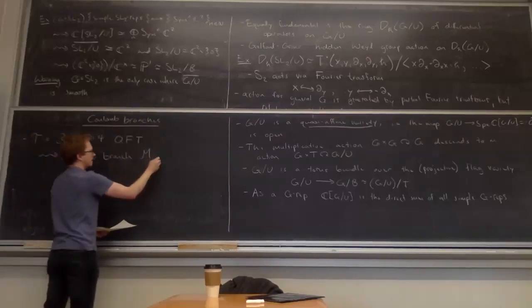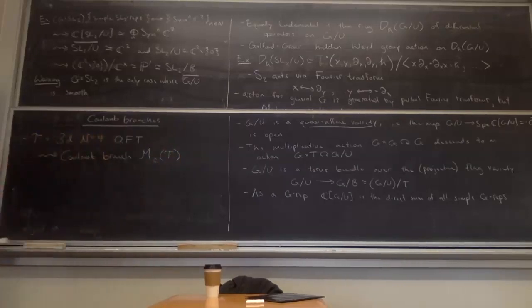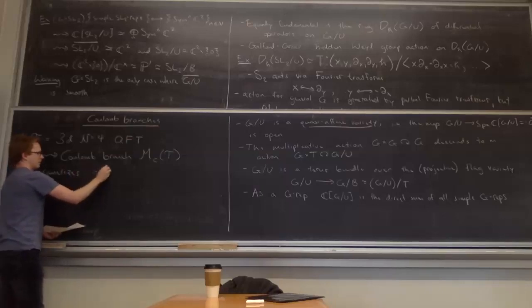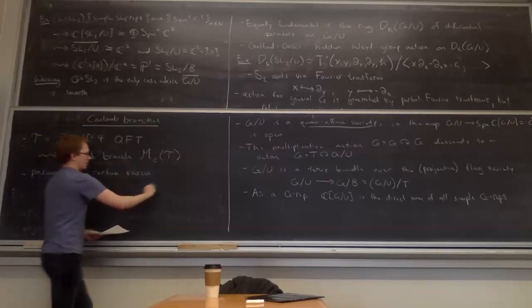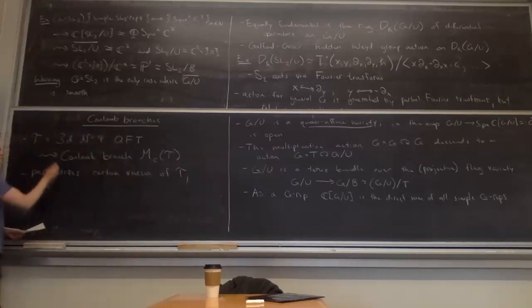M sub C of T. The physical interpretation of this won't be too directly relevant for us, but it will come up more in the second talk. The role of this is to parameterize certain vacua for this theory, which are needed to make sense of expectation values of this theory on R3.